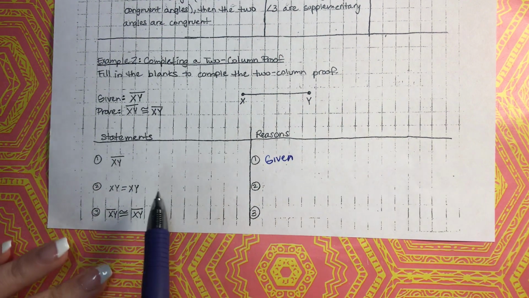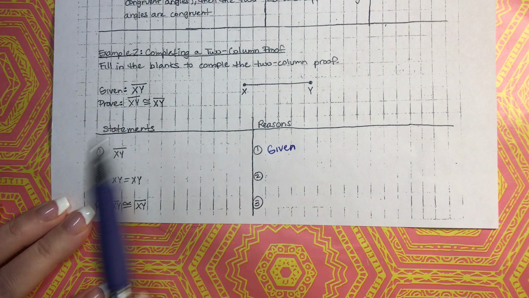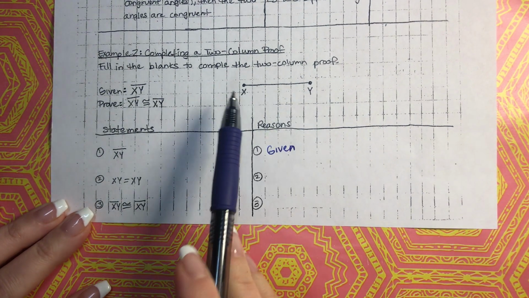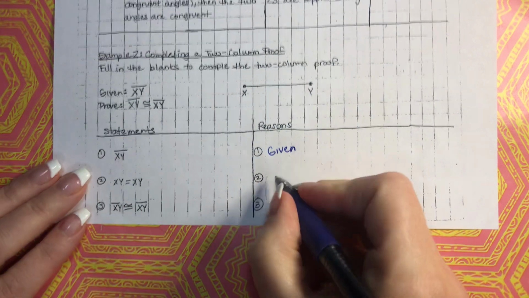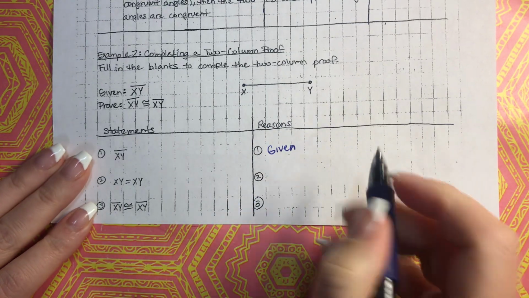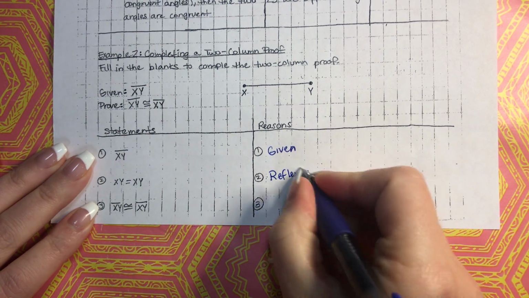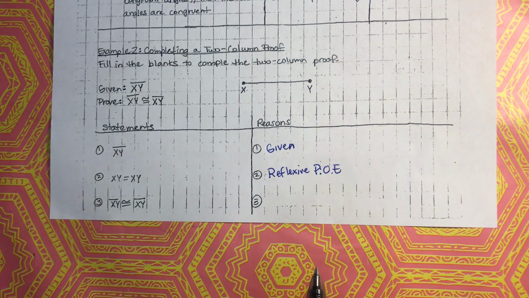Now, we are going to state on number 2 that XY is equal to XY. Now, why can we say that? Why can we say that XY is equal to XY? Well, we can say that because of the, do you remember what it's called? The reflexive property of equality, right?